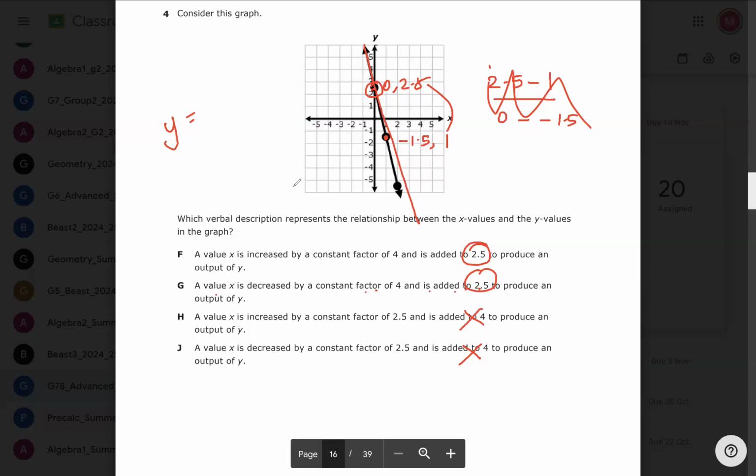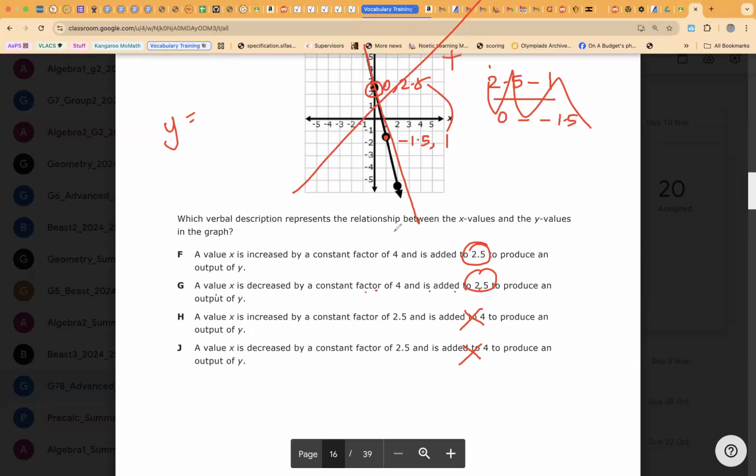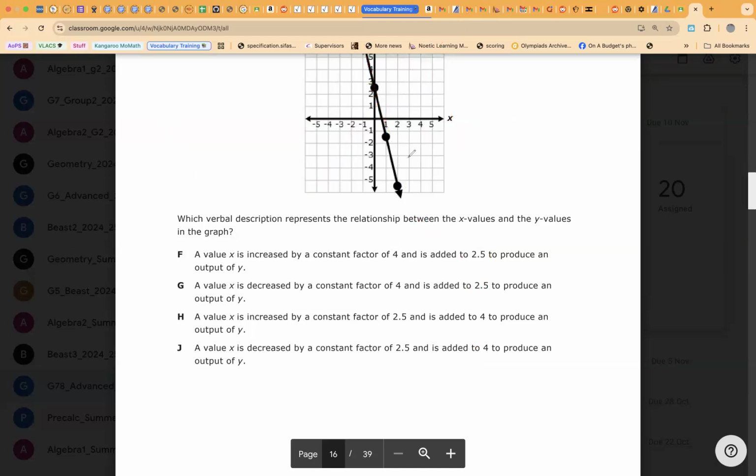Do you guys get it? So if it is like this, it is a positive slope. This is a negative slope. Got it? Okay. So out of the two, the added value is 2.5 because that's the y-intercept. This or this is correct. And it has a negative slope. So it's decreased by a constant factor of 4 and is added to 2.5 to produce the output of y. You guys got it?